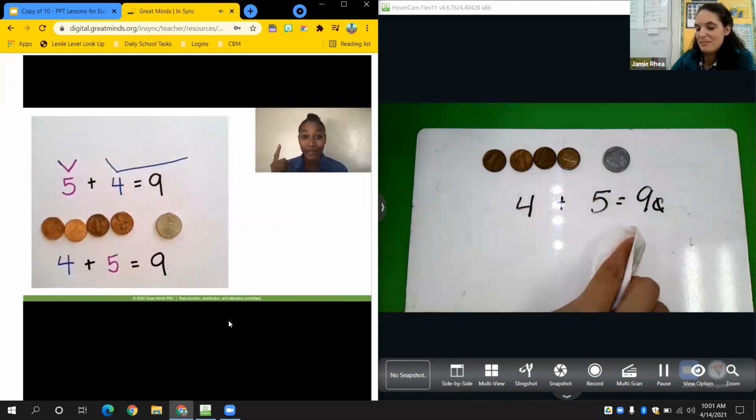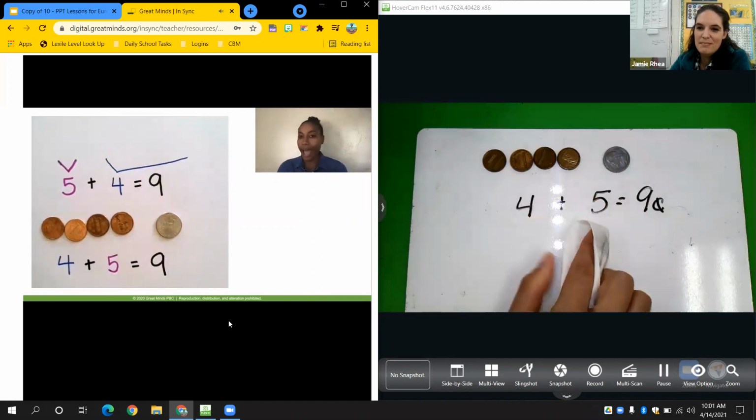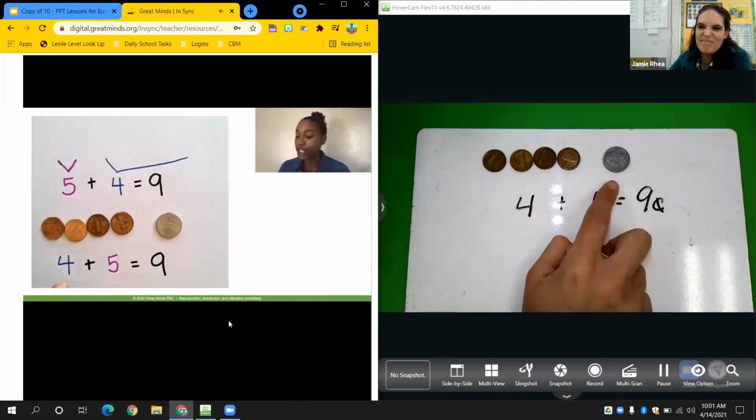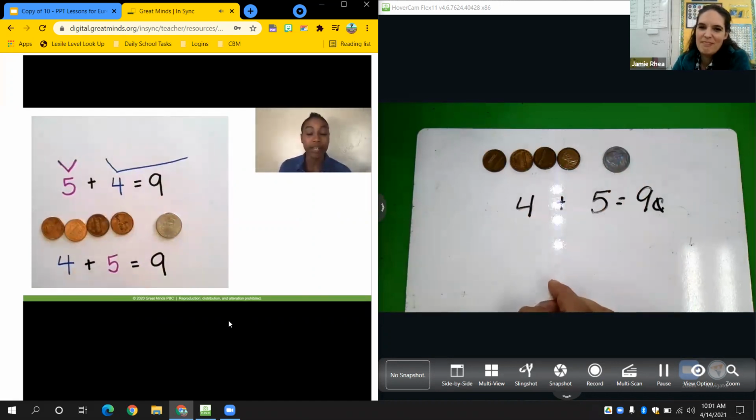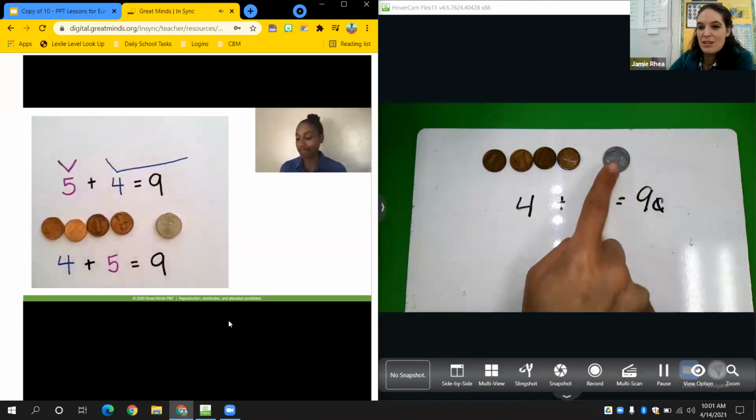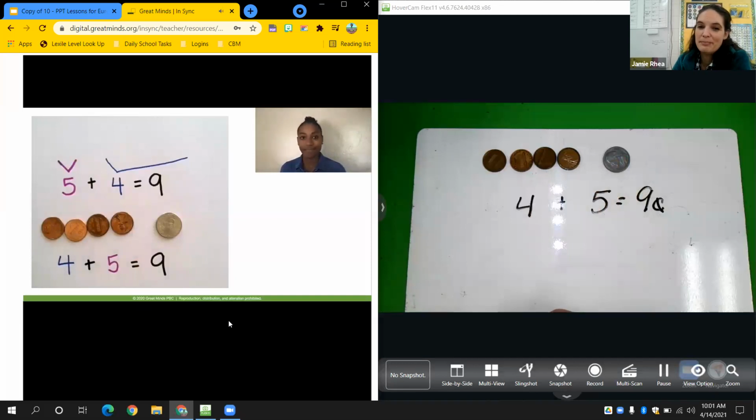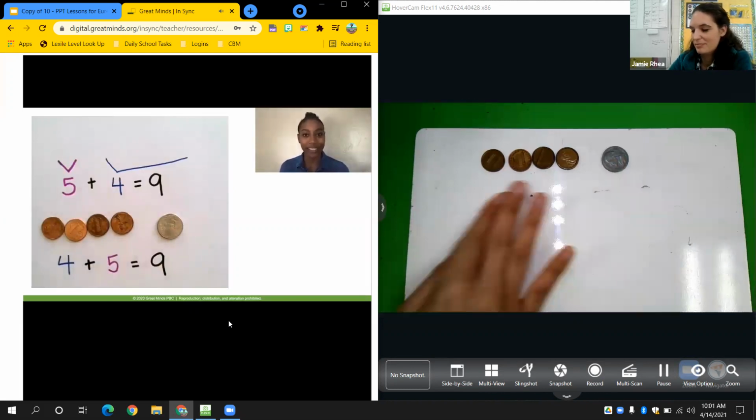Even though the pennies come first, which one did you add first? Did you start at 4 and count on 5 more? Or did you start with the nickel and then add the pennies? I started with the nickel and added my 4 pennies. The order we add will make it easier or harder. Starting at 4 is a little more difficult for me, so I started with the nickel and counted on the pennies. Let's try that with another set of coins.